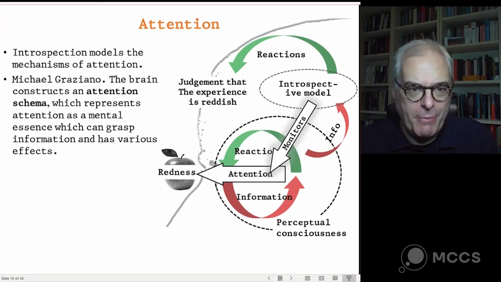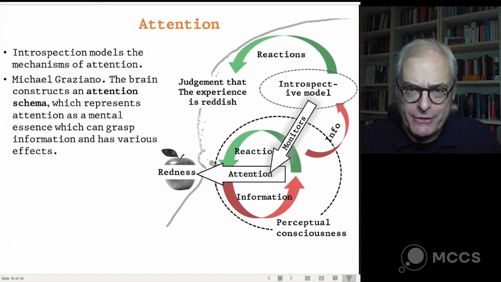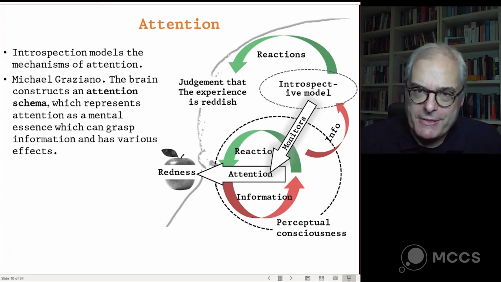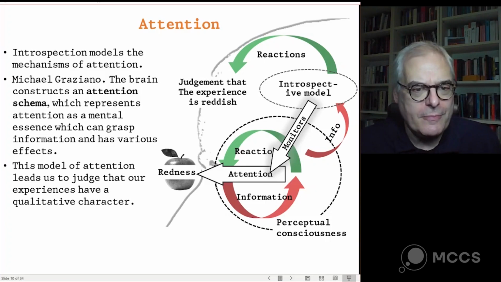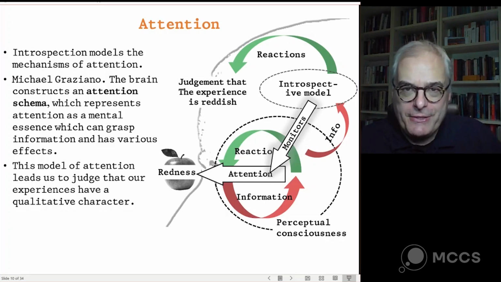And this represents attention in a simplified, or caricatured, form. It represents attention as a sort of mental essence which can grasp information and have various effects on ourselves and on the world. This is a caricature, but it's sufficient for control purposes. And it's this simplified model of attention as a sort of mental essence that leads us to judge that our experiences have a qualitative character, so that when we're attending to something red, there is a mental essence of redness there.